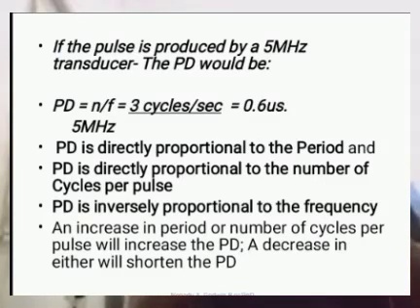So let's do this quick calculation in our mind. If the pulse is produced by a 5 megahertz transducer, the pulse duration will be what? Using the formula PD equals N over F. N is number of cycles, right? I would say we are pegging it at 3 cycles. And we have the frequency 5 megahertz. So what would that be? 3 divided by 5 will give us 0.6 microseconds.